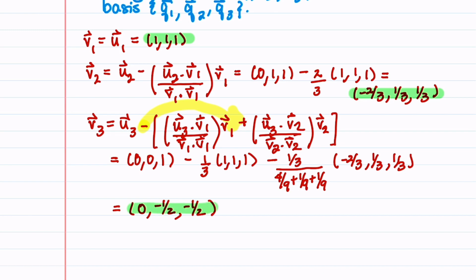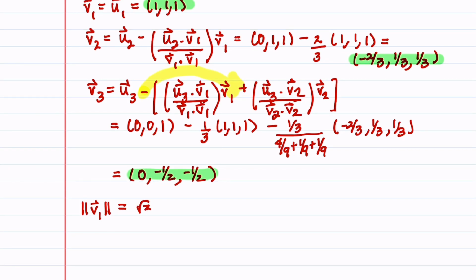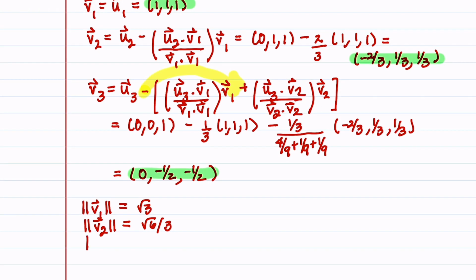Now the last step of this process is we want to create an orthonormal basis. We have to find the magnitude of our new orthogonal vectors. So the magnitude of v1 is √3. The magnitude of v2 gives us √6/3. And then lastly, the magnitude of v3 is 1 divided by √2.